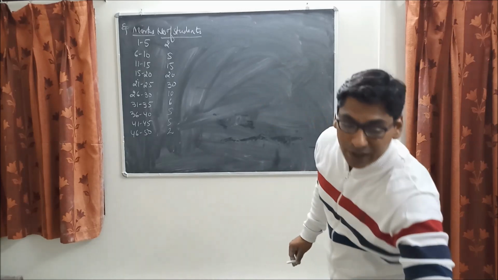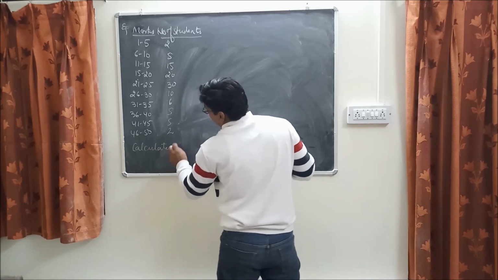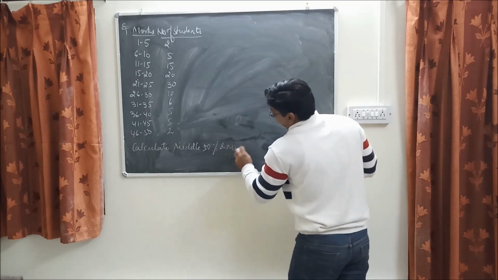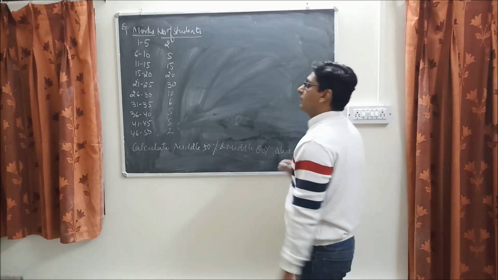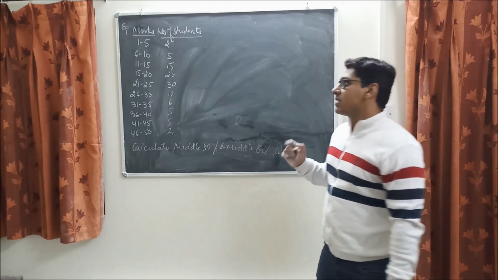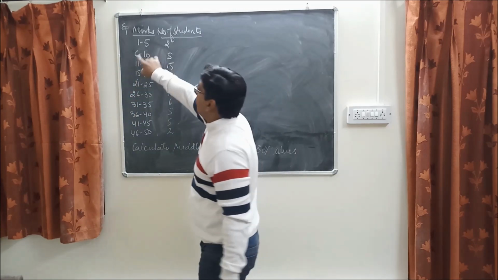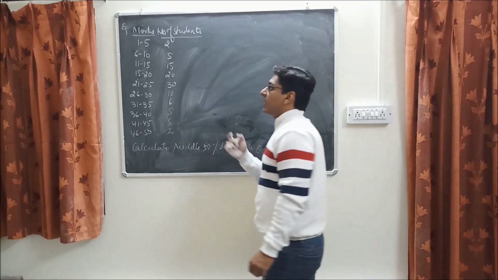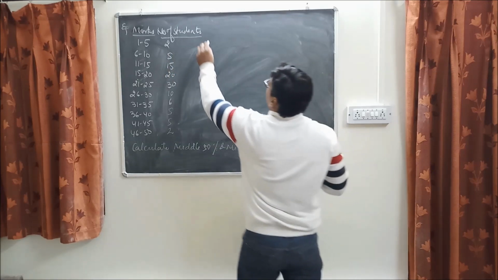And we have to calculate the middle 50% and middle 80% values. Now, by seeing this series, it is a continuous series and the class interval is inclusive because the difference between L2 and L1 is 1, 5 to 6. So first of all, we convert this class interval into exclusive by subtracting 0.5 from L1 and adding 0.5 to L2.